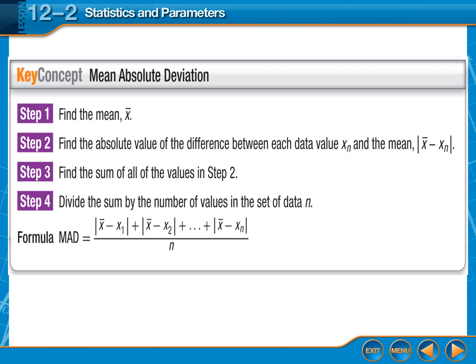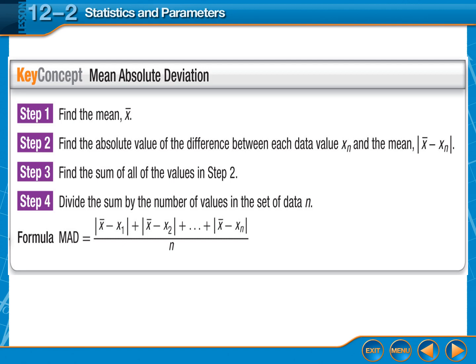value. The x with the line over it, that's the symbol for mean, for average. And x sub n just represents each element in the data set. So x sub 1 will be the first entry, x sub 2 will be the second entry, and so on and so forth. We're going to make it real in just a second.